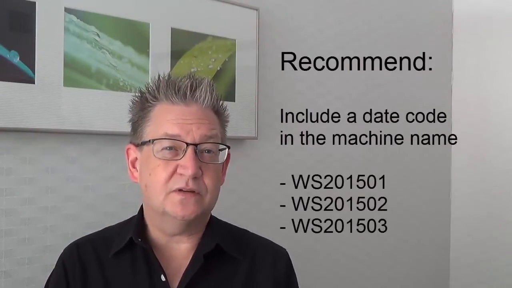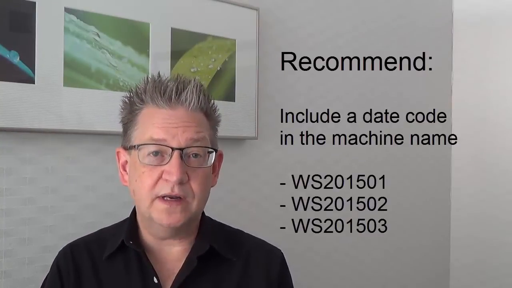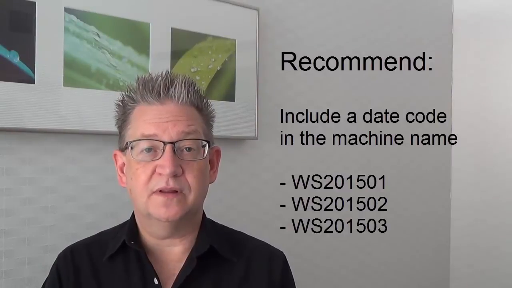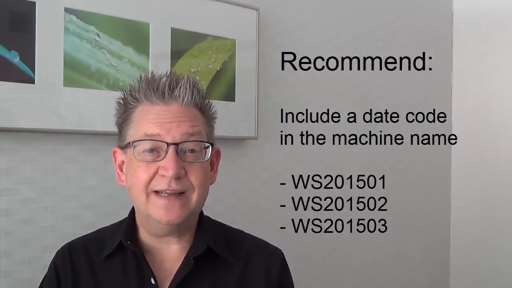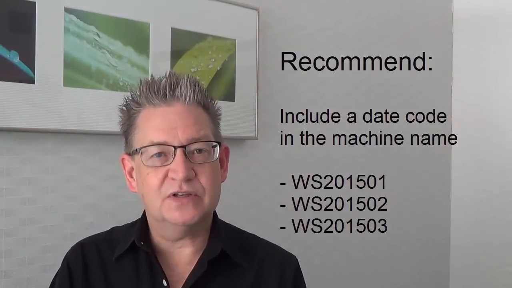If you decide to do this on workstations, you can have WS 2015 01, 02, 03, and that way you know how many machines were built that year, and it's real easy to tell the client, you know, that machine's getting to be a little old now, based on the machine name.